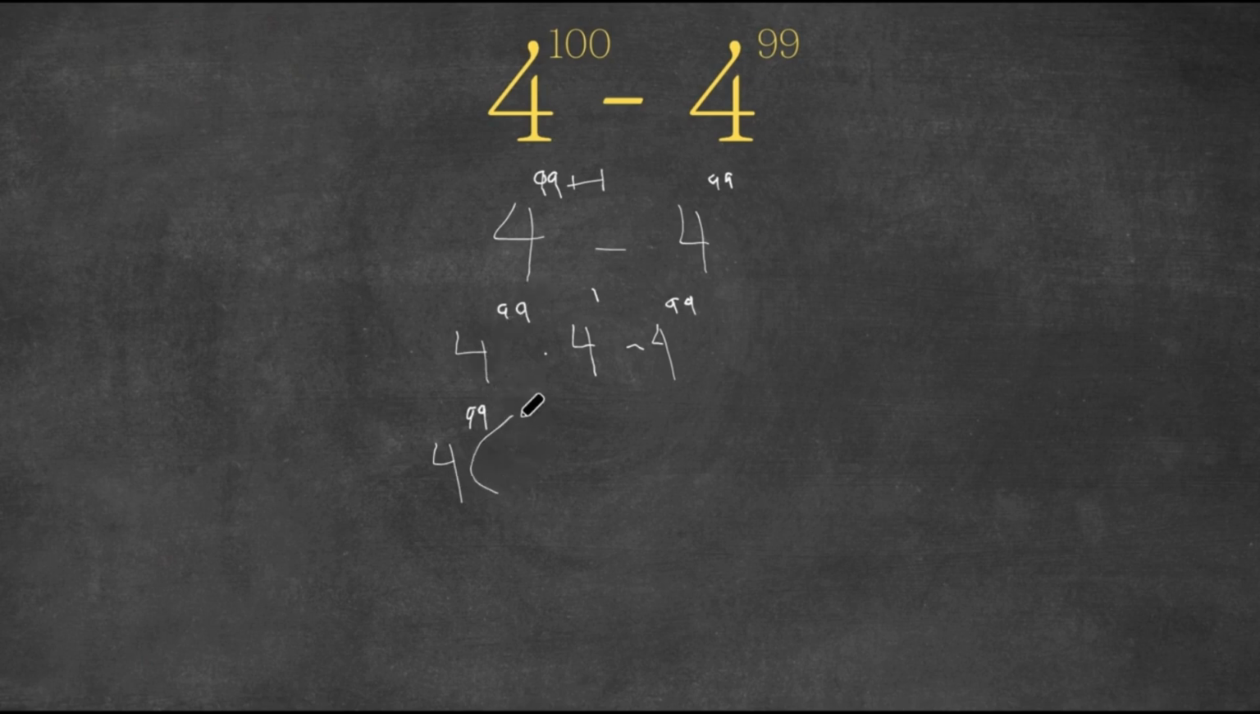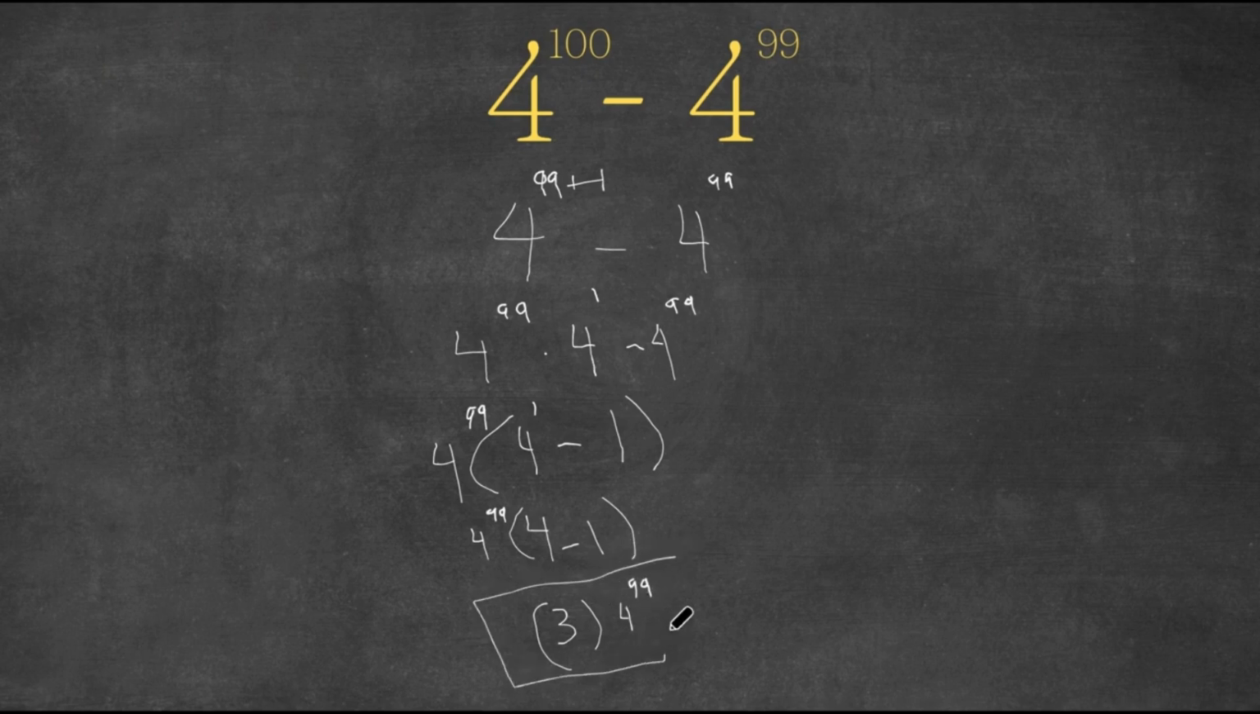times, well, 4 to the power of 99 times 4 to the power of 1 divided by 4 to the power of 99 is simply just 4 to the power of 1, minus 4 to the power of 99 divided by 4 to the power of 99 is simply 1. And as we all know, 4 to the power of 1 is simply 4. So we have 4 minus 1 times 4 to the power of 99. And 4 minus 1 is obviously 3. So our answer is 3 times 4 to the power of 99.